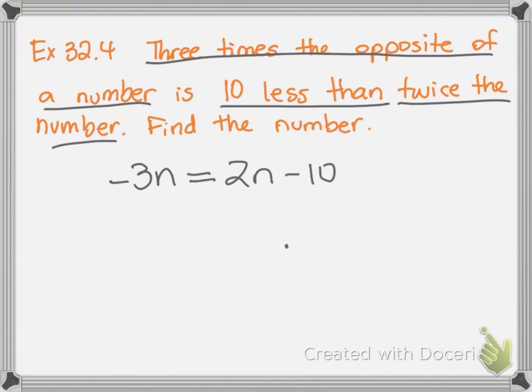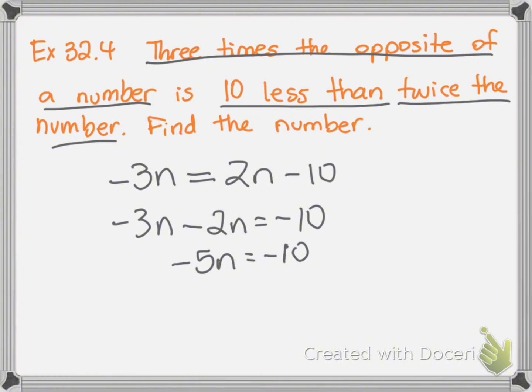Now we solve, and we have to put the n's together. So negative 3n minus 2n equals negative 10. And that's going to be negative 5n equals negative 10. And when I divide negative 10 by negative 5, it's going to be positive 2. And that's our answer. Notice that these exercises are very simple. You just have to remember how to translate each one of these phrases.